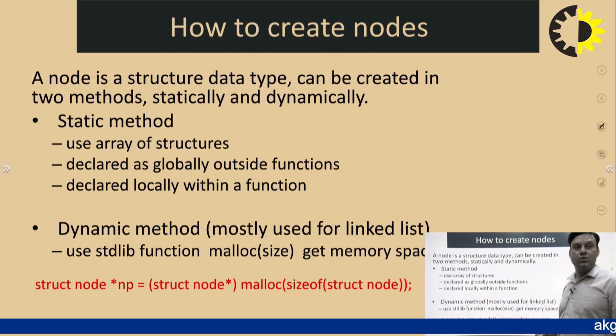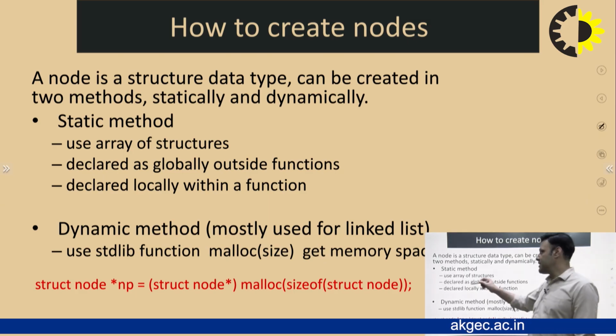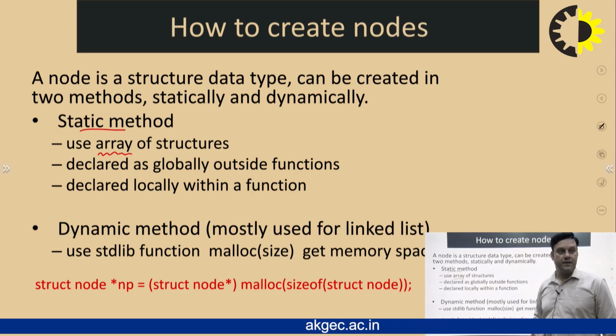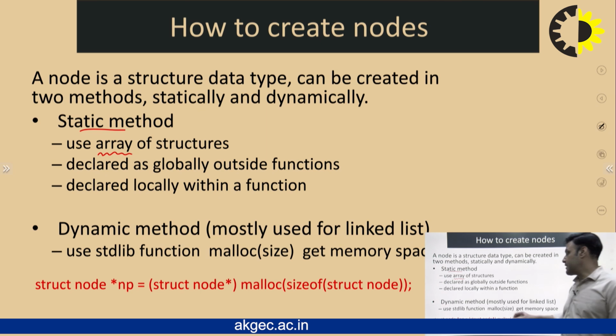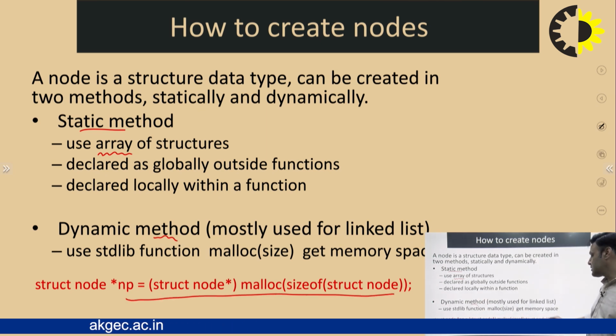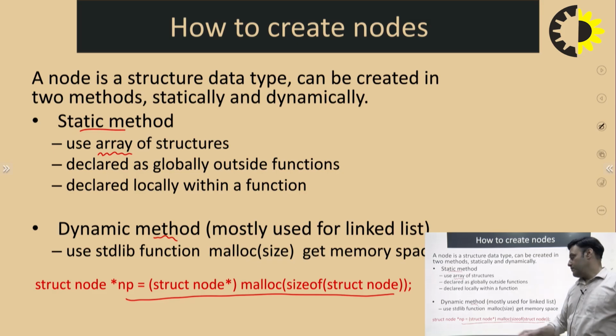So how are we going to create a node? As I have told you, the static implementation is done using an array. And the dynamic method is like this. We are going to use this statement for creating memory dynamically for a linked list: malloc sizeof struct node. Just wait a minute. I will explain within 2-3 minutes how we are going to create a linked list.